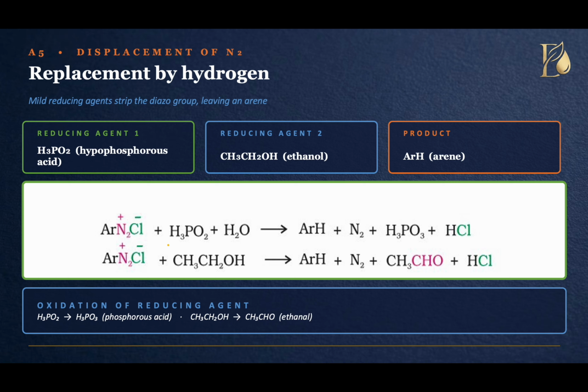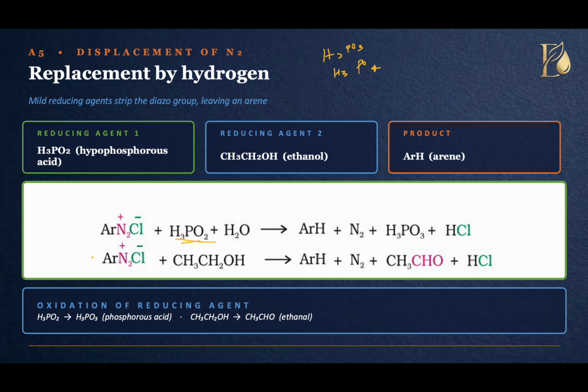What is hypophosphorus acid? H3PO2. Don't be confused with the terms phosphorus acid and phosphoric acid. H3PO4 is phosphoric acid, H3PO3 is phosphorus acid, and here it is H3PO2. This is hypophosphorus acid.